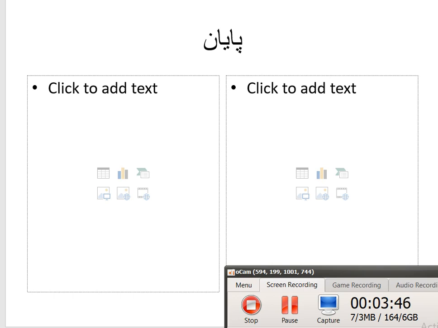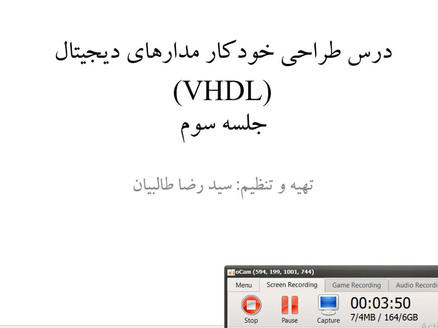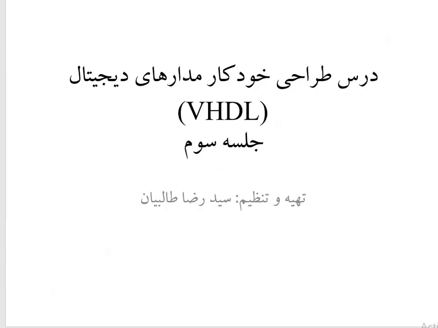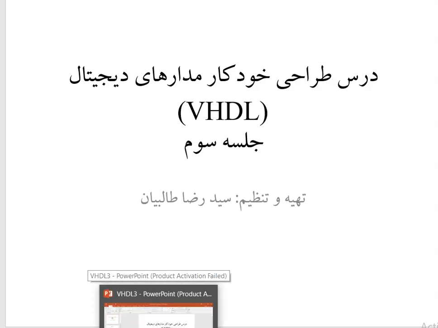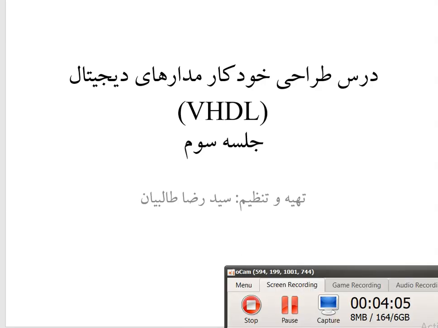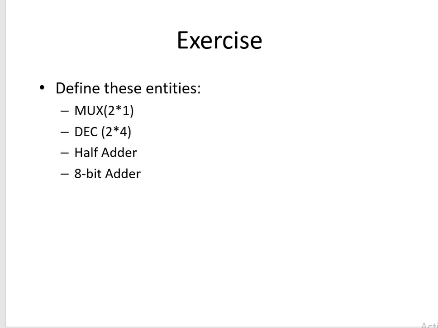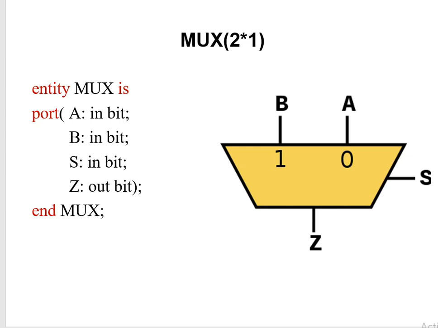Let me change my slide at first. We can continue our speaking in this new lecture, the third lecture or the third slide, about definition of entity. Some examples for entity definition. Another example is a multiplexer.